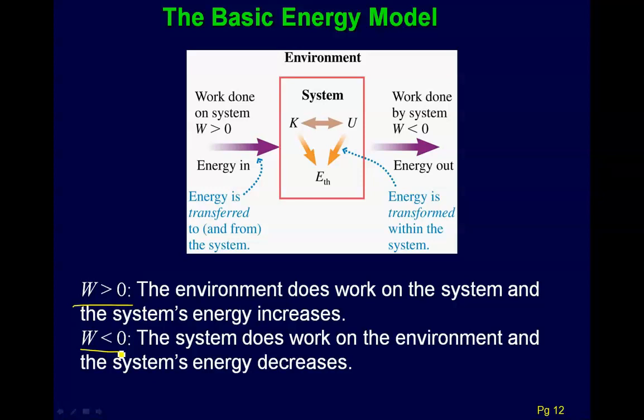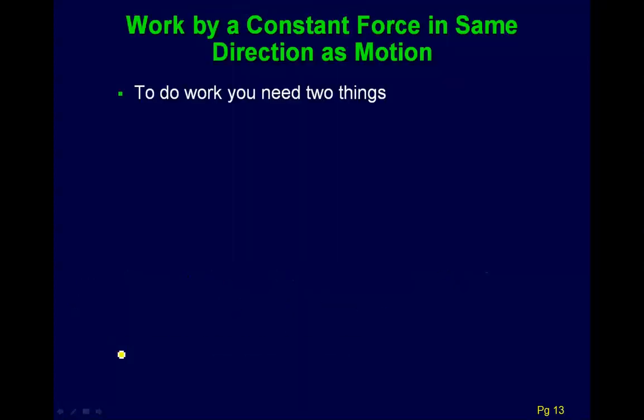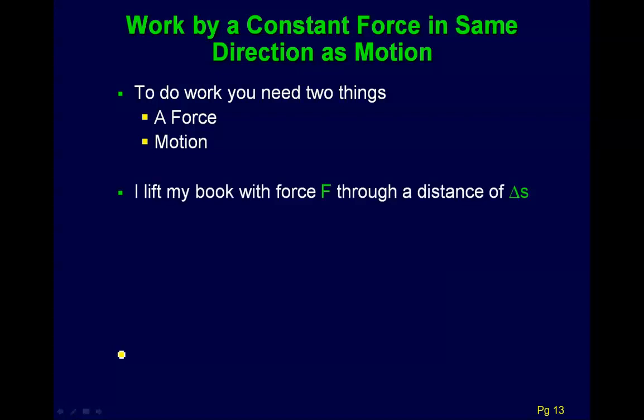Let's talk a little bit about work and some definitions. We're going to start with work by a constant force in the same direction as motion, the simplest version of work we can. To do work, you need two things: a force and some kind of motion. Let's say I lift my book upwards with a force F through a distance delta S.